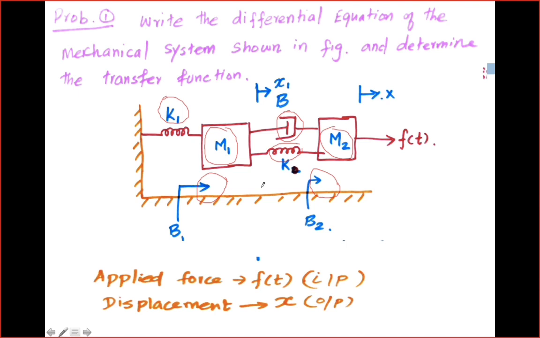We are going to find the transfer function. You know that the transfer function is nothing but the Laplace transform of output to the Laplace transform of input. Here the input is force and the output is x, that is displacement. We are going to find the Laplace transform of force and the Laplace transform of displacement, and we are going to find the ratio to determine the transfer function of the system.